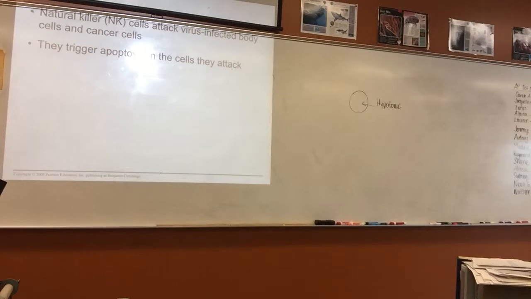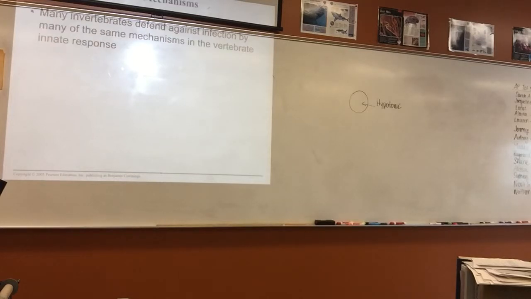So these natural killer cells will kill off, what they do is they trigger apoptosis, from last chapter. They trigger apoptosis in the cells that they attack. When a body cell is infected with a virus, it actually takes part of the virus and presents it on the outside surface. So you have this receptor that's not yours, it's a virus receptor on it. That's how your natural killer cells know, oh, this one's attacked by a virus, this one's not. So the natural killer cell will attack and kill just virus-infected body cells and cancer cells.